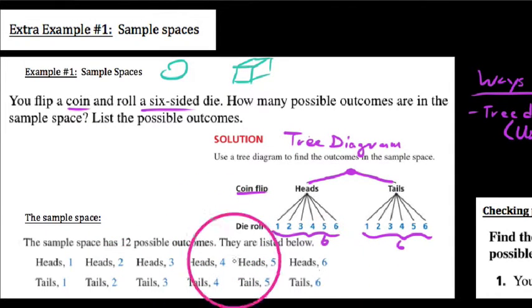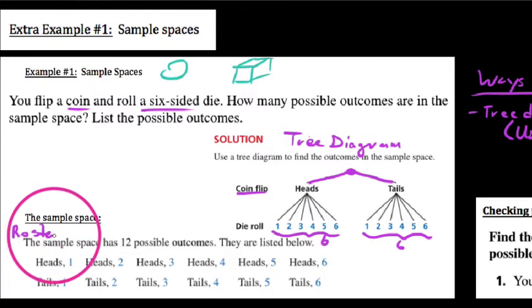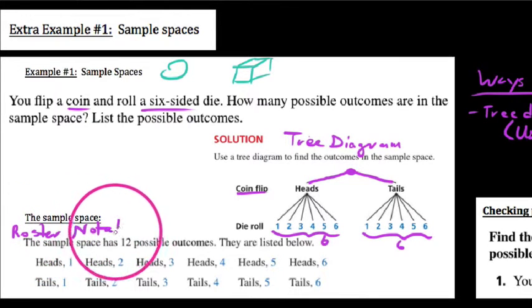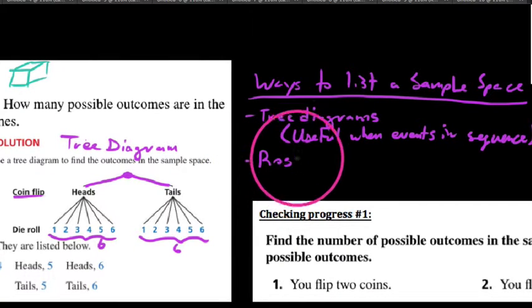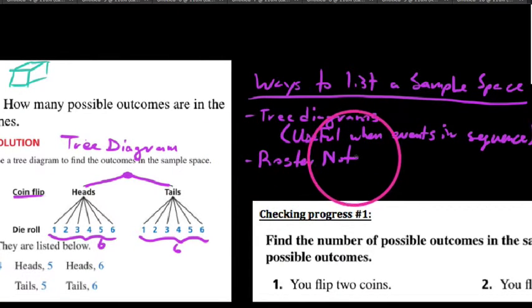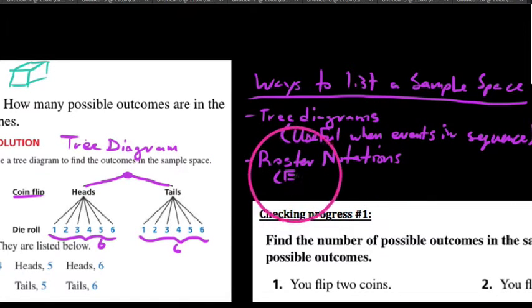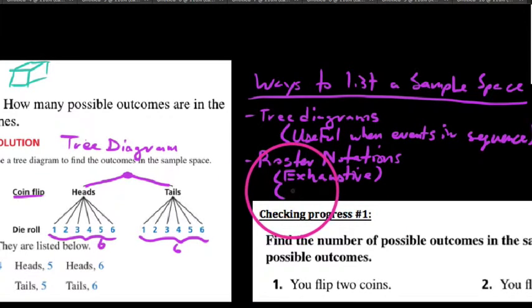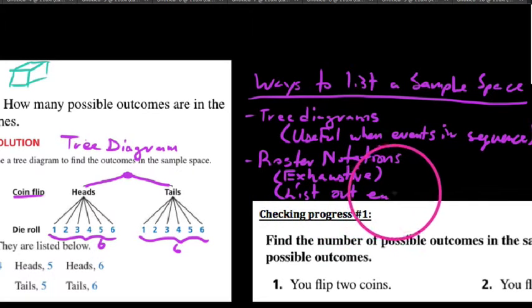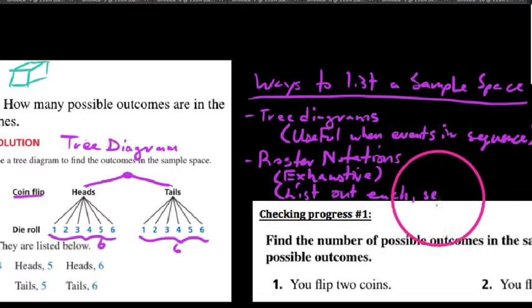Basically, what you see down here is not a tree diagram, but we're going to refer to this as roster notation, because we're just giving a roster of names here. So one way to list these is roster notation. We're going to make a little note here: it's exhaustive. Exhaustive means that you have to use every possible outcome here. We basically list out each one, and usually we separate them by commas.